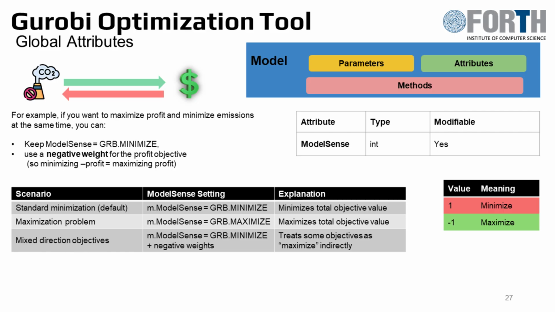So there are three possible scenarios. In a standard minimization problem, model sense is set to minimize and the objective is minimized. In a maximization problem, model sense is set to maximize and the objective is maximized. In case of mixed direction objectives, model sense is set to minimize. However, weights may also have negative values, which in essence treats corresponding objectives as if they are being maximized. As a result, the optimization direction is global and uniform. Mixed behavior is achieved through weights, not through multiple senses. This keeps the model mathematically consistent while still allowing realistic trade-offs between competing goals.